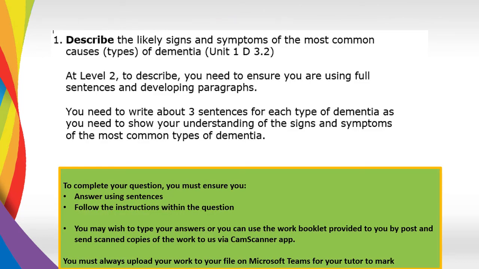So I would like you to describe the likely symptoms and signs of the most common causes of dementia. So you need to write about 3 sentences for each type of dementia, and you need to show your understanding of the signs and symptoms for the most common types of dementia. So you're going to do this question for Alzheimer's disease, vascular dementia, dementia with Lewy bodies, and frontotemporal dementia.